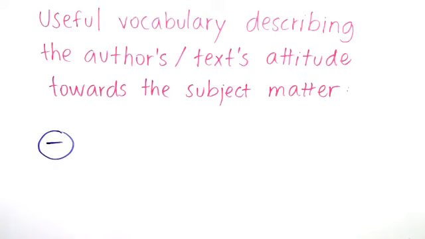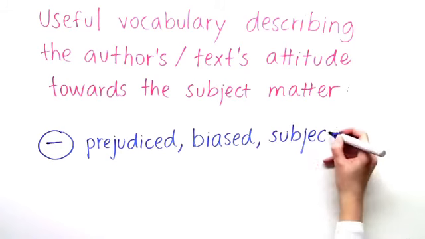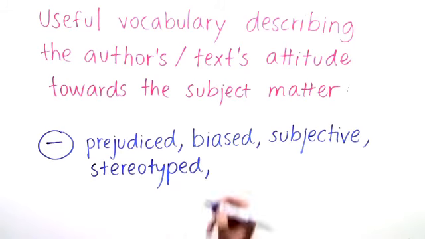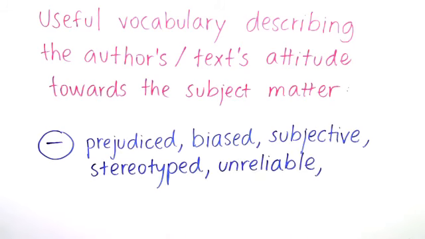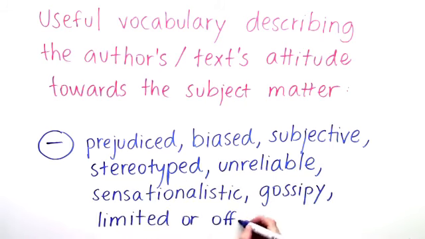And the negative ones are, for example, prejudiced or biased, subjective, stereotyped, unreliable, sensationalistic, gossipy, limited, or offensive.